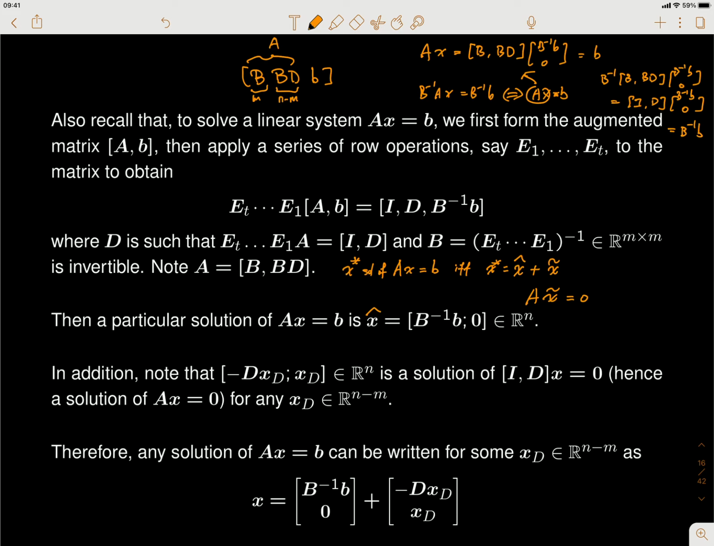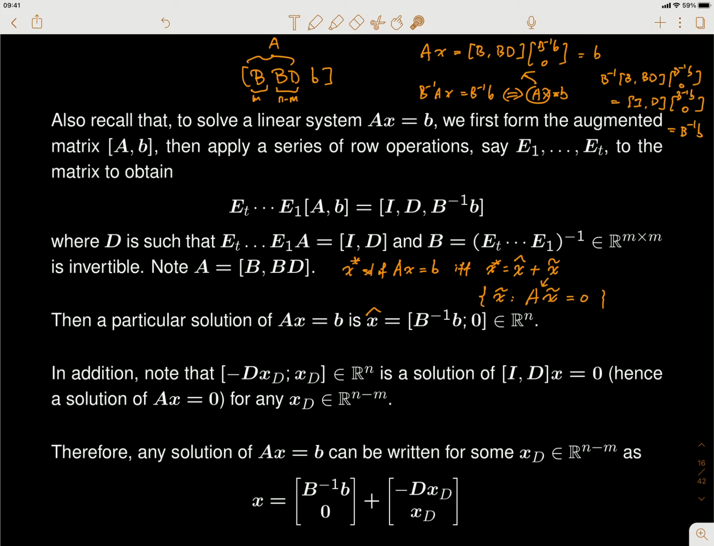Okay, so the X tilde can be any one from this set. And X hat here is a specific solution, a particular solution. But this X tilde is a general solution of this homogeneous linear system. Okay, so any solution of this can be written as the sum of a particular solution plus a general solution of the homogeneous system like this.